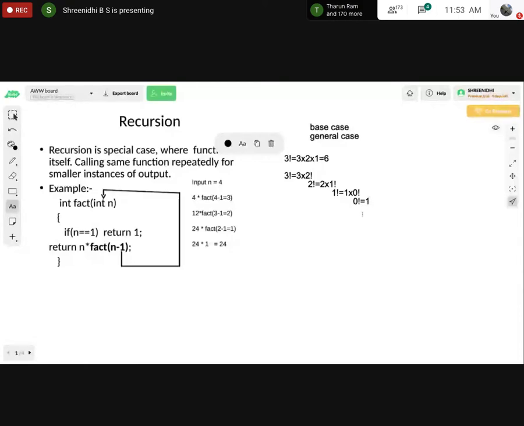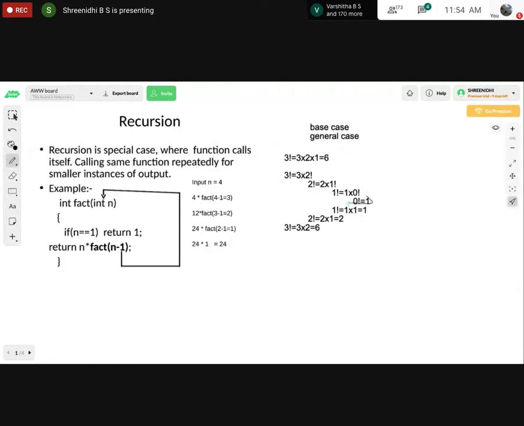Now we will solve this. How to solve? Your 1 factorial is 1 into 0 factorial, which is 1 into 1, which will be 1. Similarly, 2 factorial will be 2 into 1 factorial, which is 1, which is equal to 2. Similarly, 3 factorial is 3 into 2 factorial, which is 2. That will be 6.